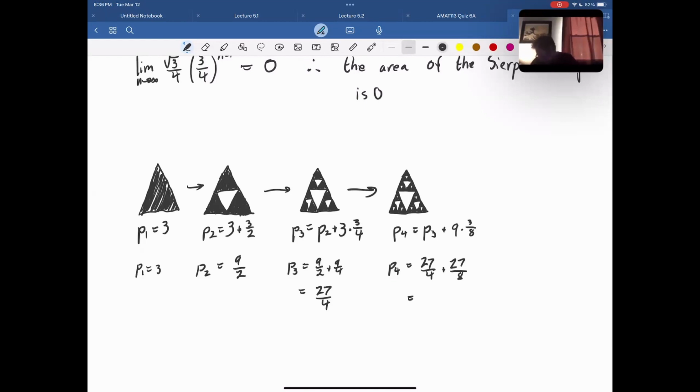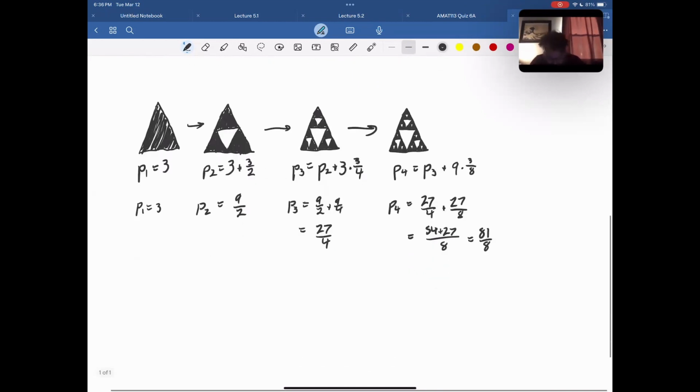or, right, this is going to be 54/8 plus 27/8, or 81/8. And so the perimeter looks like it's increasing pretty substantially.